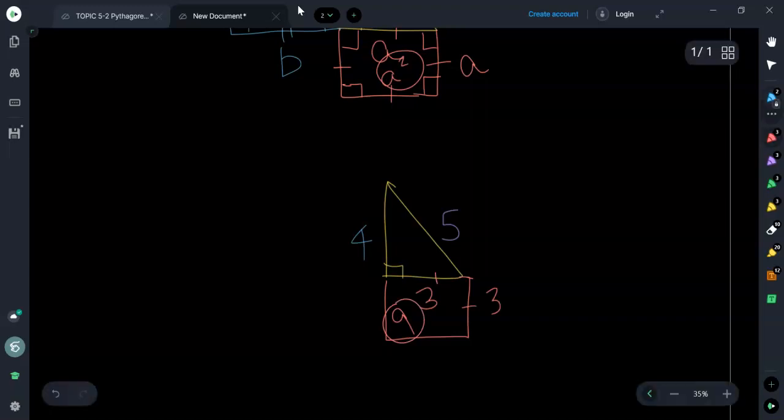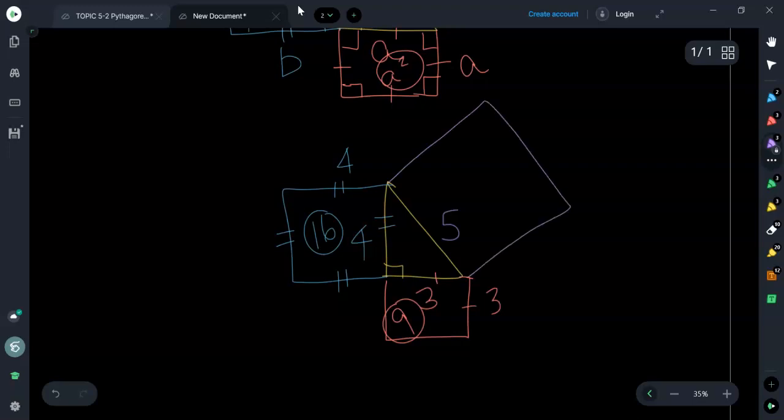Everybody can agree? If I were to make a square out of this one, this square would be a 4 by 4. So what would the area of that square be? 16, right? Well, my final square is going to be my hypotenuse. And this is going to be a 5 by 5 square. And what's the area of a 5 by 5? 25.